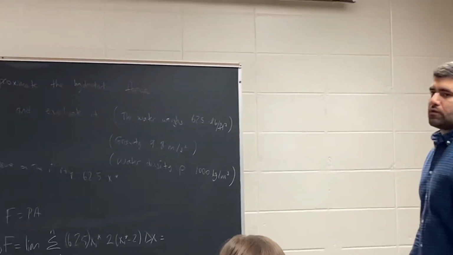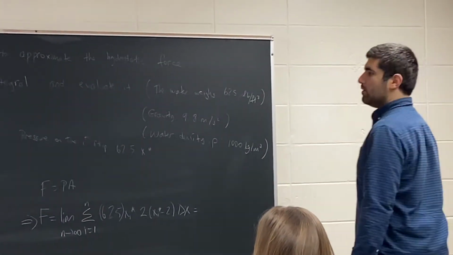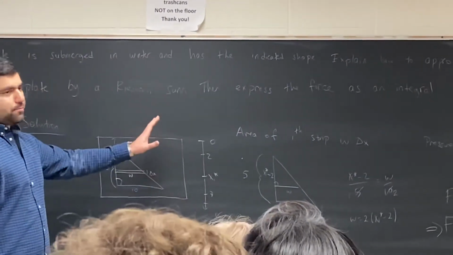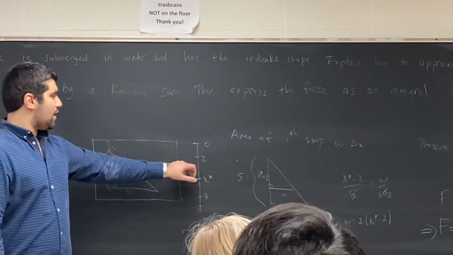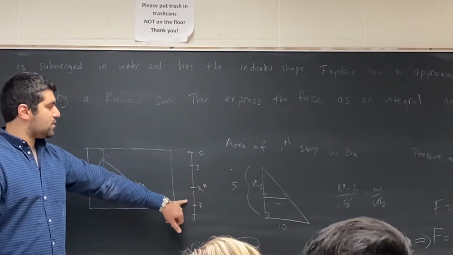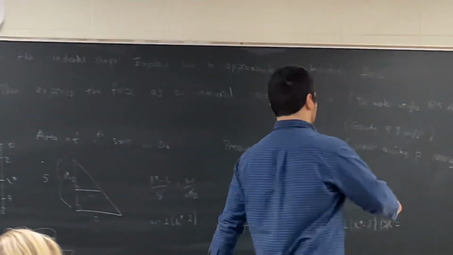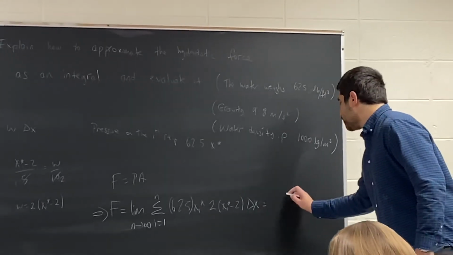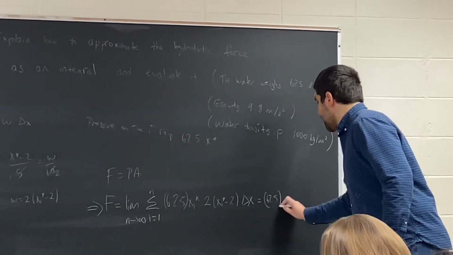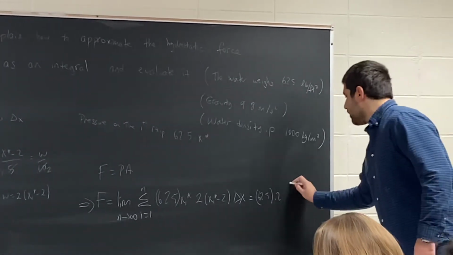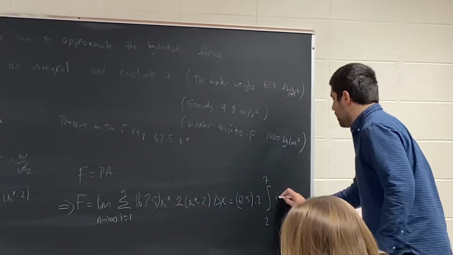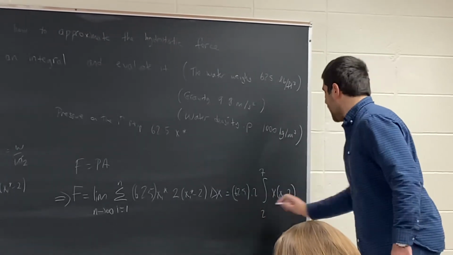And now we need to turn this into an integral. The plate is from where to where? We're trying to calculate the force on the plate, right? So then we need to see where the plate starts. It starts at 2, and it ends at 7. So we'll have the integral from 2 to 7. We can pull these constants out. 62.5 times 2, which is 125. From 2 to 7, we have x times x minus 2 dx.